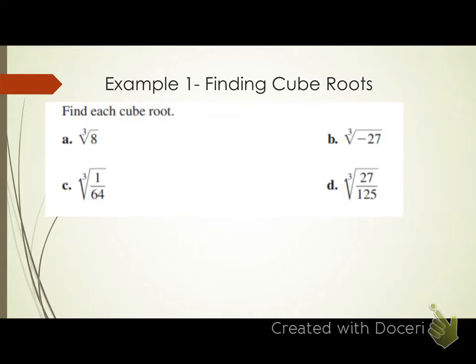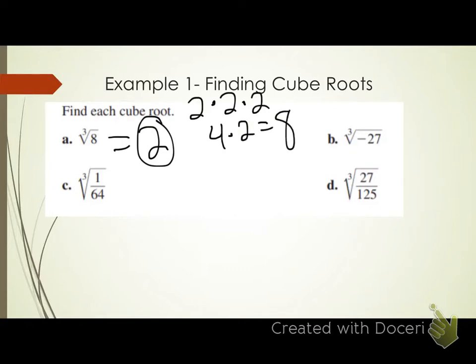It just says find each cube root. Letter A is the cube root of 8. So I'm asking myself, what number times itself twice gives me 8? The answer would be 2. 2 times 2 is 4. 4 times 2 is 8. So I know the cube root of 8 is 2. Hopefully you guys have maybe seen this before, or if not, it is making sense. If not, you can always ask questions through Canvas or email me.